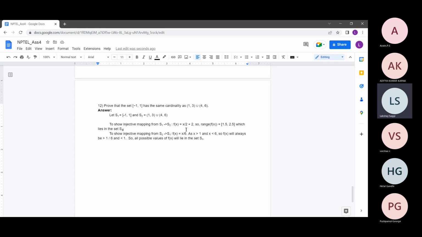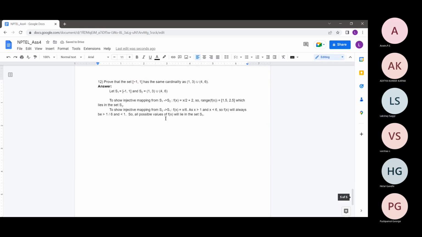So from this, we have shown two mappings, one from S1 to S2 and one from S2 to S1. And using these two mappings, maybe I'll just underline the functions which we have defined. These are the basic crux of the argument.